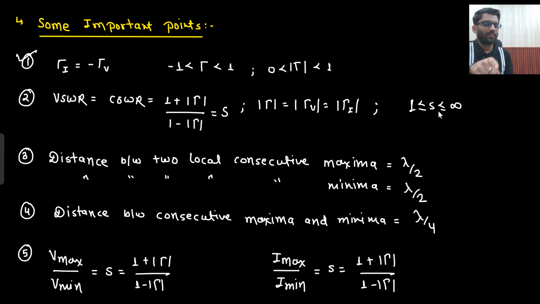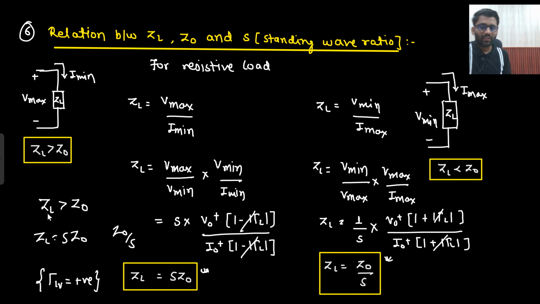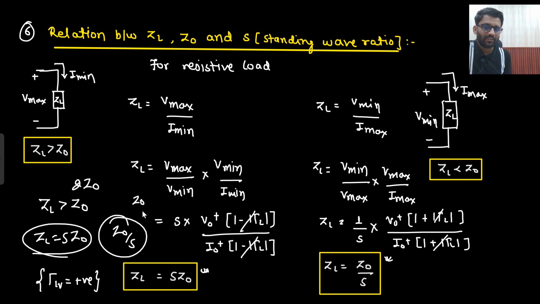So the S range is from 1 to infinity. If I know that ZL is greater than Z naught, then which formula will I apply? This formula or this formula? Let us say S is 2. So ZL is equal to 2 Z naught, and here ZL is equal to Z naught by 2. Which formula should you apply? 2 Z naught. Why is that so? Because you know that ZL is greater than Z naught. And if you get to know that ZL is less than Z naught, then you will apply Z naught by S.